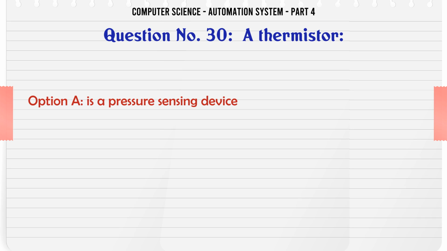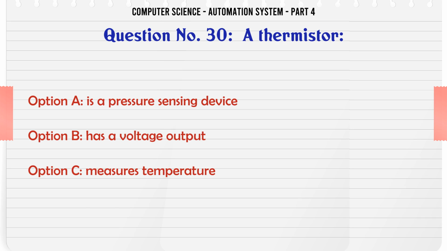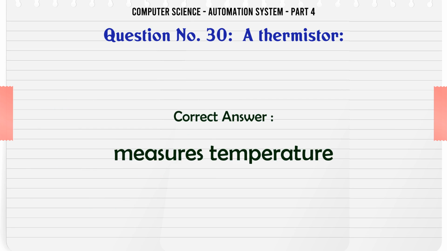A thermistor A. is a pressure sensing device. B. has a voltage output. C. measures temperature. D. All of the above. The correct answer is measures temperature.